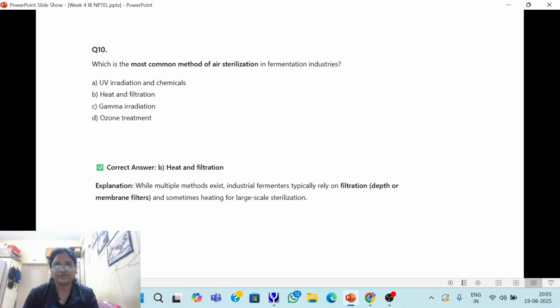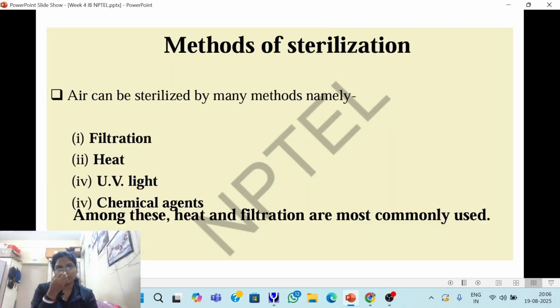We were discussing filtration, right? And sometimes it is heat for large scale sterilization. You can't always use the filtration method for a large scale process; you have to go for heating at that time. Air can be sterilized by many methods, namely filtration, heat, UV light and chemical reagents. Among these, heat and filtration are most commonly used.